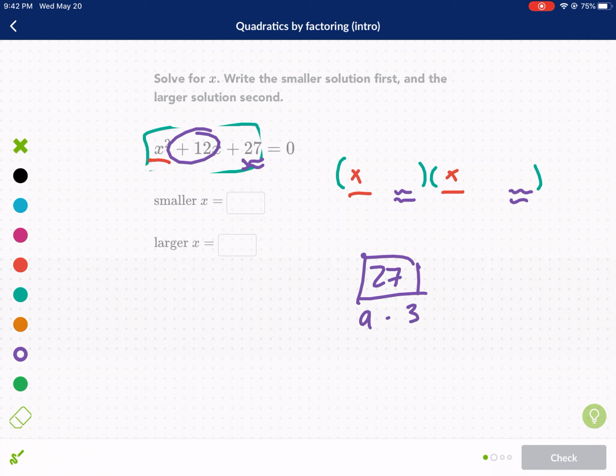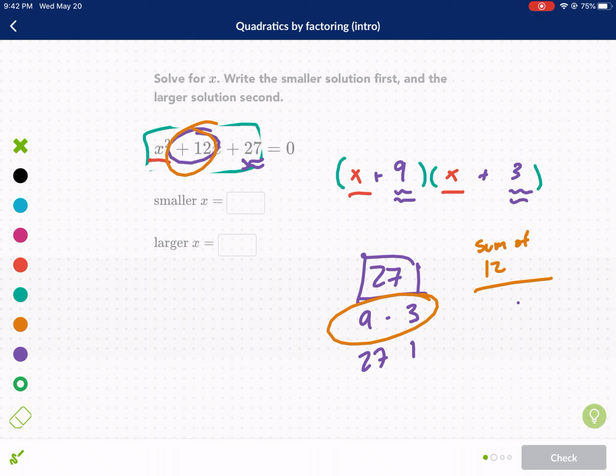9 times 3. What else do we have? 27 and 1. I can't think of any other ones. Which one of these adds up to give me positive 12, which has a sum of 12? Only this one has a sum of 12. So we're going to use 9 and 3, and they're both positive, so we put plus signs. We're not done, people. And this is the next and final step.